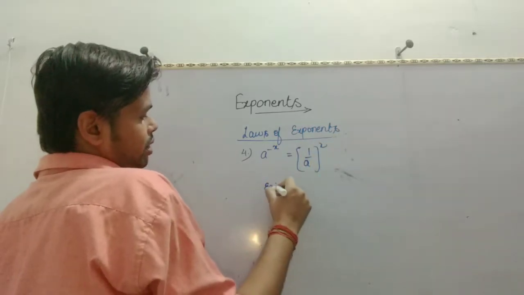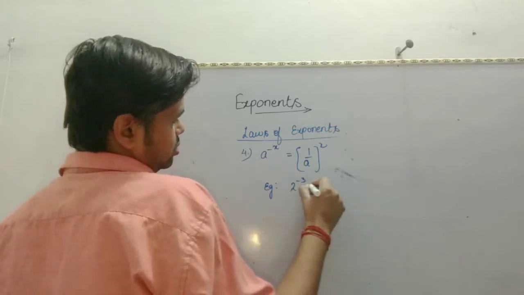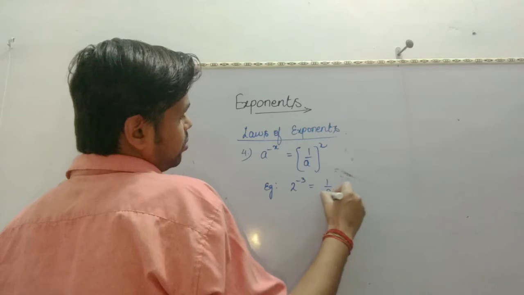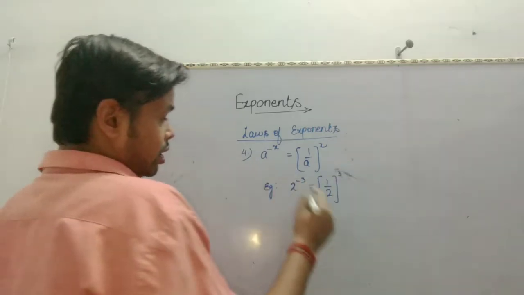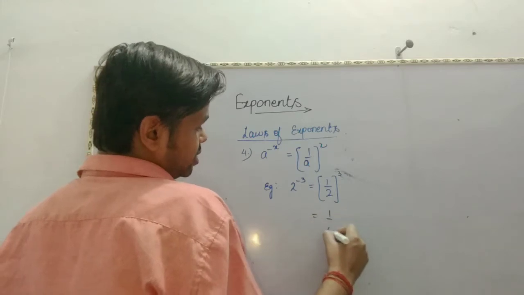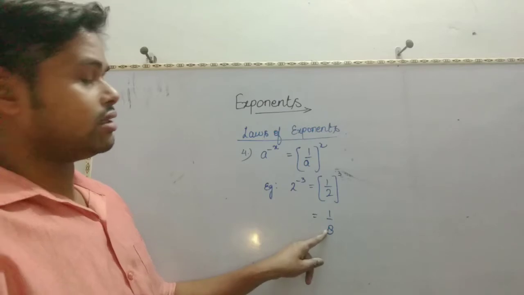For example, suppose it has been written 2 raised to the power minus 3. So this will be 1 by 2 raised to the power 3. Now to solve this, we will write this as 1 by 8. In the past 2 questions, I had directly written this solution.